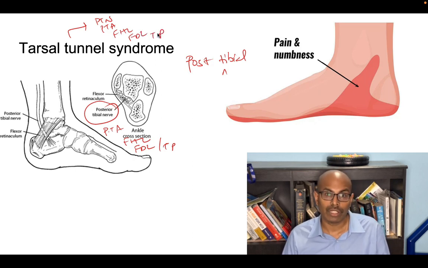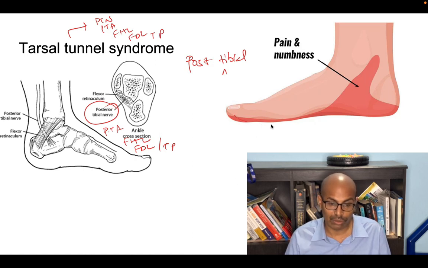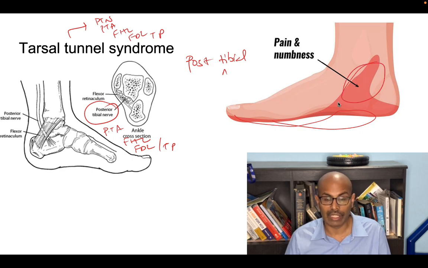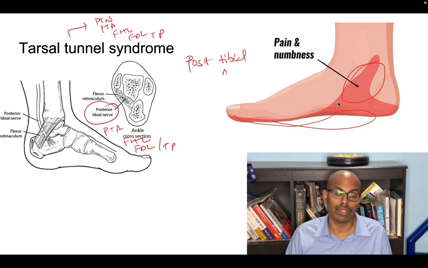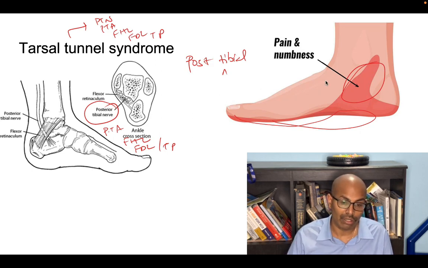So compression of this posterior tibial nerve can cause tingling and numbness over most of the sole and a little bit in the medial portion of the ankle as well. It can also cause intrinsic weakness, wasting, and a burning sensation in the sole of the foot. What will you also have? You have something called a Tinel sign.